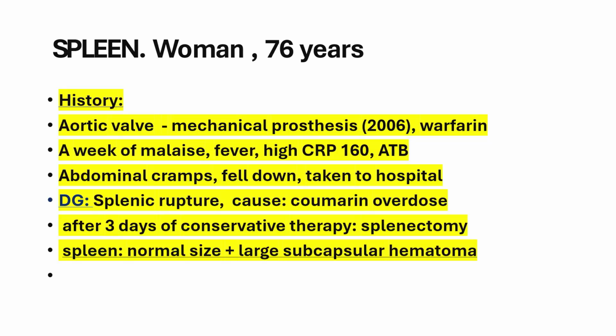Okay, so the next patient is a 76-year-old woman. She had a mechanical prosthesis of the aortic valve, and she was on anticoagulative therapy because of it. She experienced a week of malaise, fever, high CRP. She was put on antibiotics, then experienced abdominal cramps, fell down, was taken to hospital, and was diagnosed with splenic rupture. And the cause was clear, she had a coumarin overdose. And after 3 days of conservative therapy, splenectomy was performed. They found a normal size spleen and a large subcapsular hematoma.